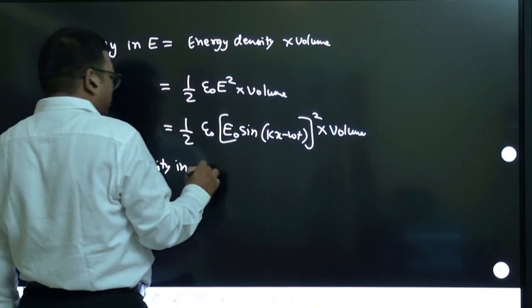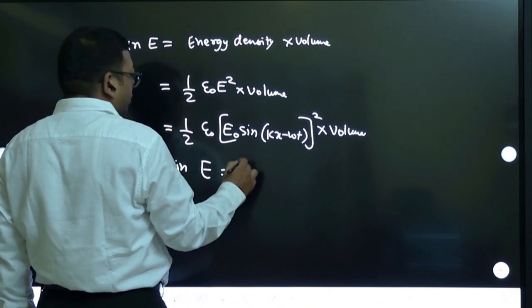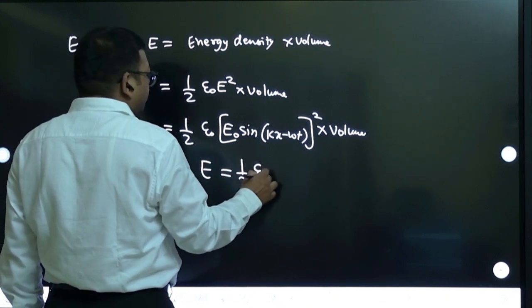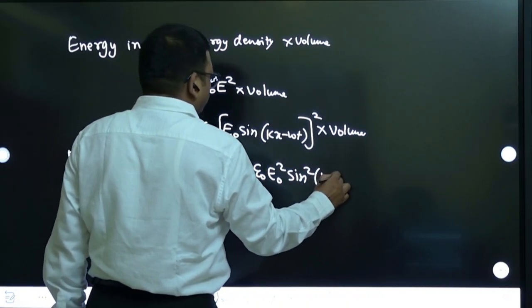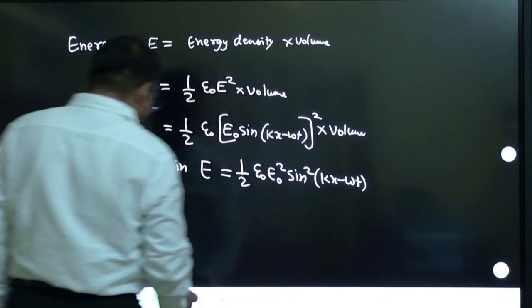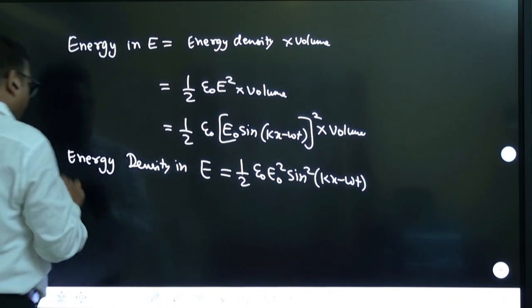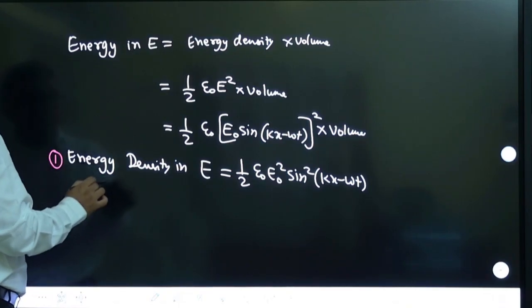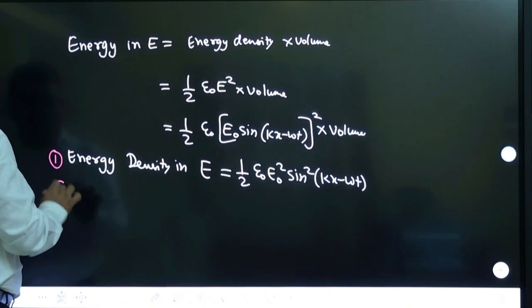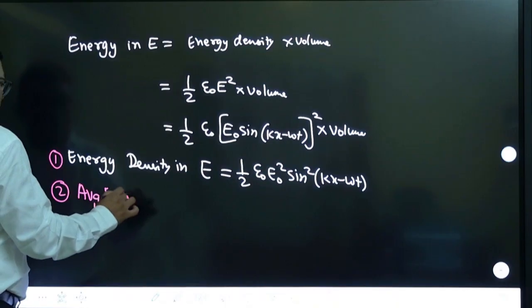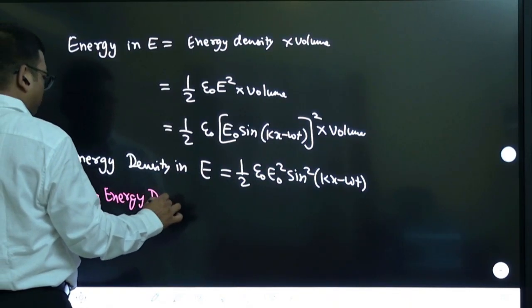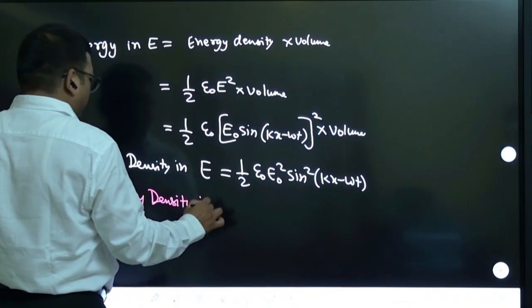Energy density in electric field will become half epsilon naught E naught square sine square (kx minus omega t). But now if I take the average value, because this is the energy density in electric field, but I will take the average value. Average energy density in electric field.